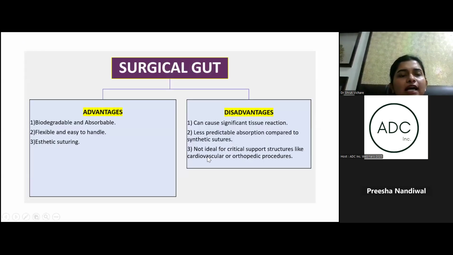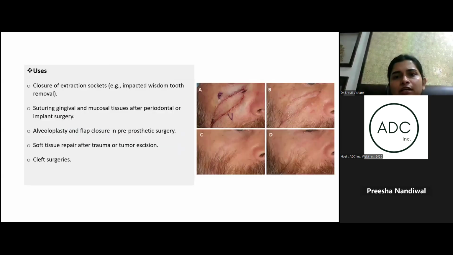Advantages: again, biodegradable, absorbable, no removal is needed, flexible, easy to handle. Aesthetic suturing is facilitated. The disadvantages are they can cause significant tissue reaction, very notorious for causing tissue reactions and foreign body reactions, and less predictable absorption compared to synthetic sutures. Not ideal for critical support structures where you require a lot of strength from the sutures. Also for critical structures like cardiovascular surgeries, where you're dealing with crucial structures, you can't afford to use a suture which has unpredictable absorption time, correct?